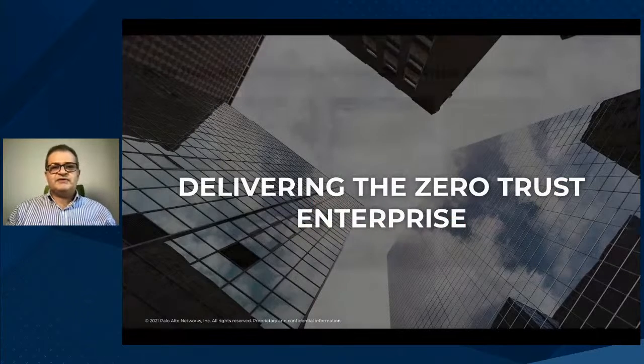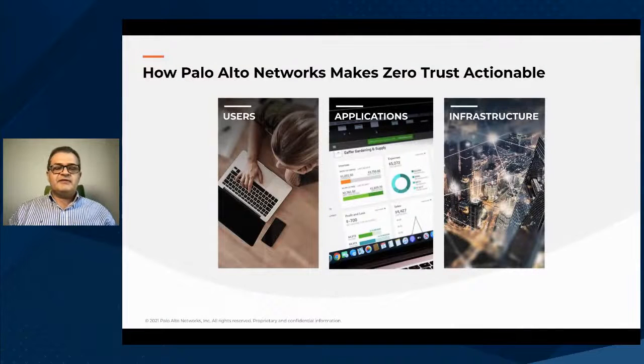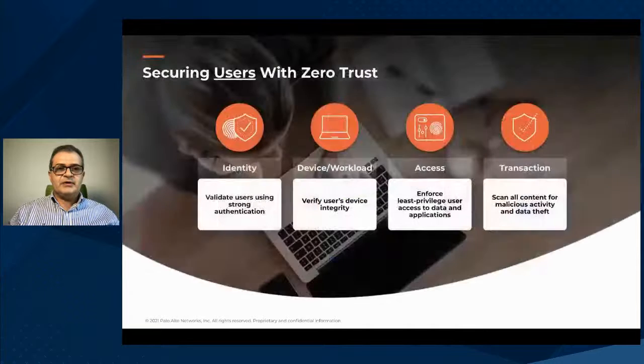So how do we deliver zero trust? There are three different things that we need to look at. We need to look at the users, we need to look at the applications, and we need to look at the infrastructure. So breaking these down, we need to design zero trust for users, we need to design zero trust for applications, and we need to design zero trust for the infrastructure.